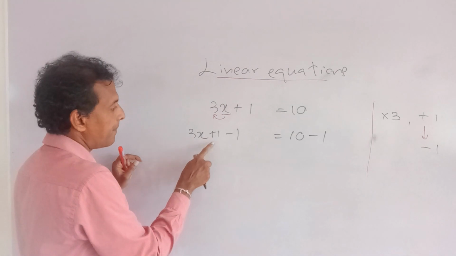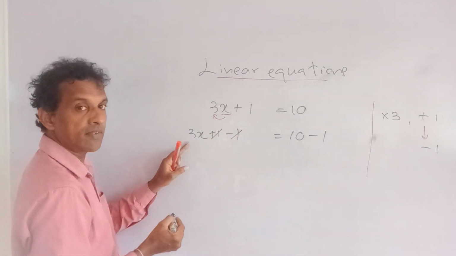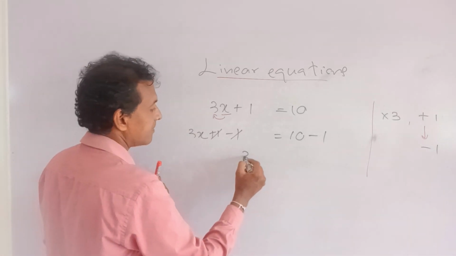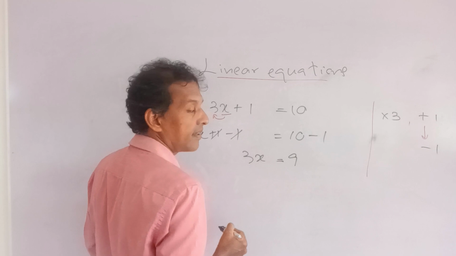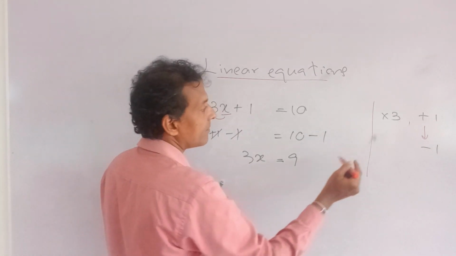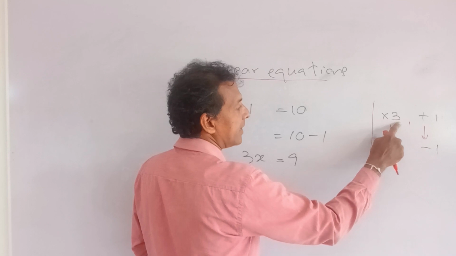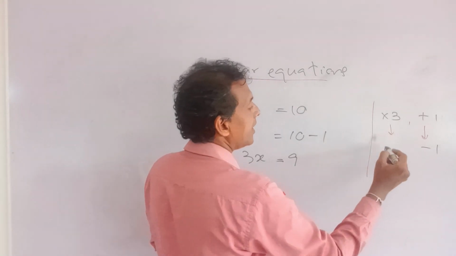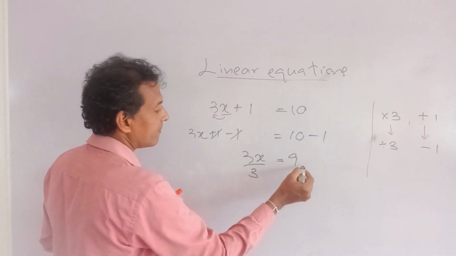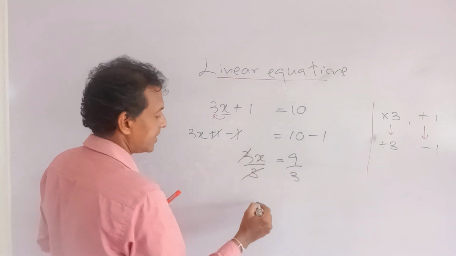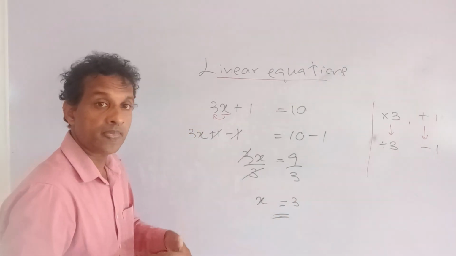So we use that inverse operation here. What happened here? +1 and -1 get cancelled. Then what we have left on the left hand side is 3x, equals 10 minus 1, 9. Now see the second operation. It is multiplied by 3. So the inverse operation is what? Divide by 3. So on both sides we divide by 3. They cancel, so x equals 3. So this is the answer.